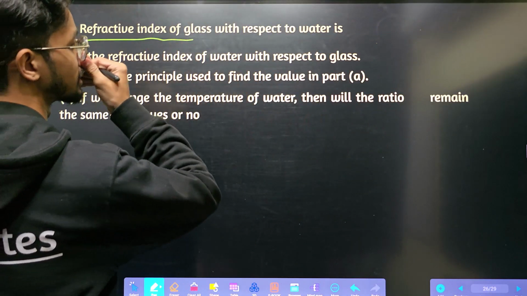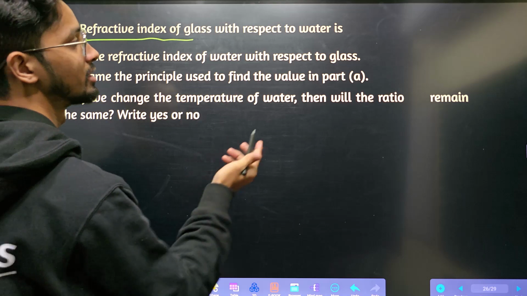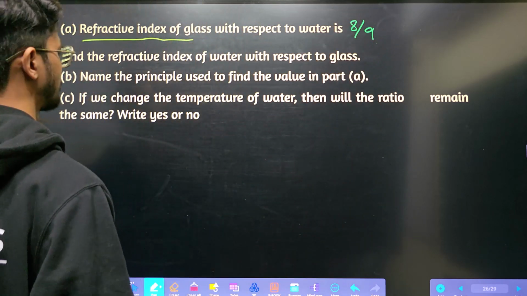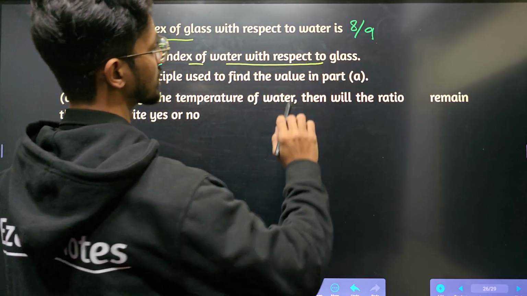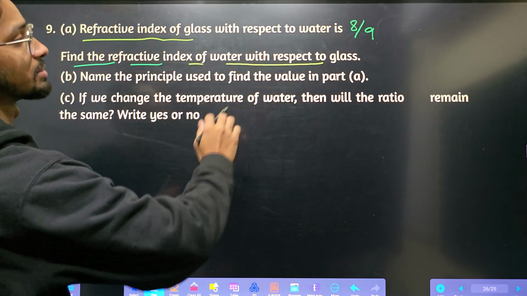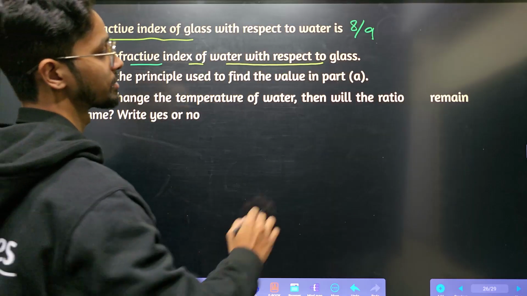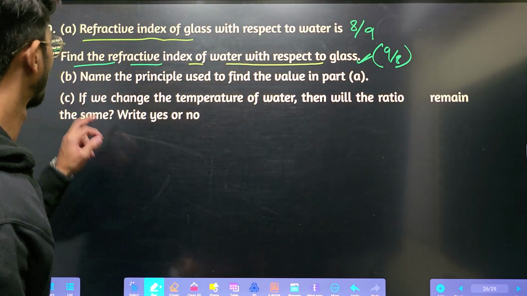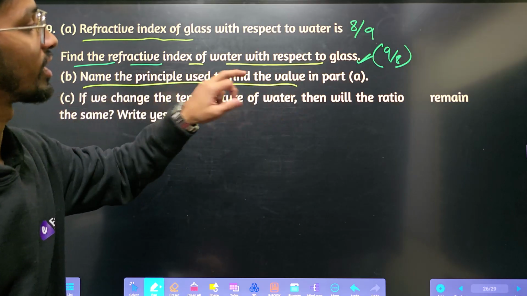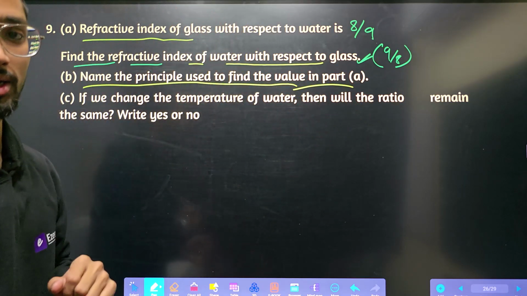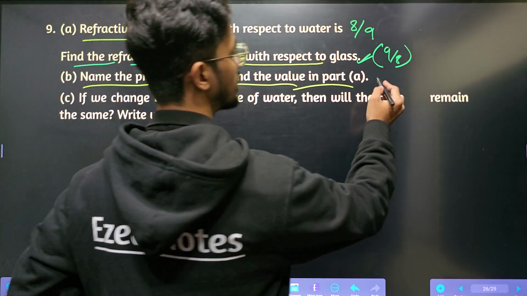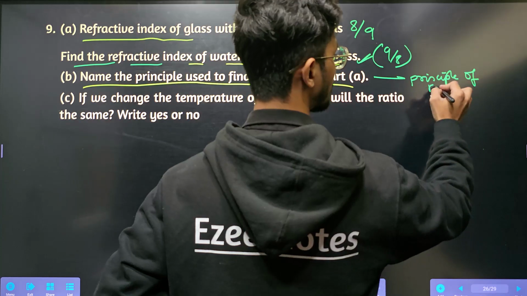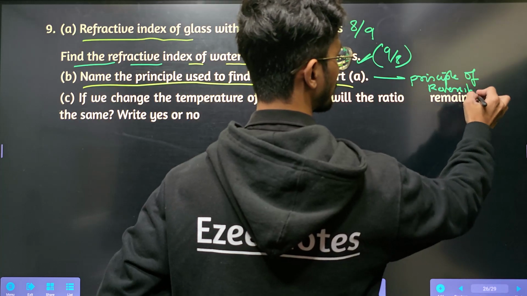Next. Refractive index of glass with respect to air is 8 by 9. Find the refractive index of water with respect to glass. Glass with respect to water is 8 by 9. Water with respect to glass will be 9 by 8, right? Simple. Inverse of that. Name the principle used to find the value in part A. Principle of reversibility.